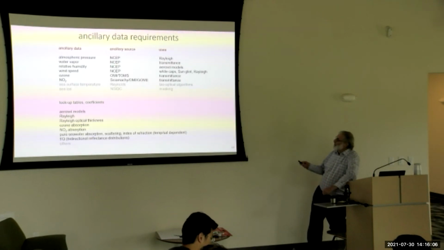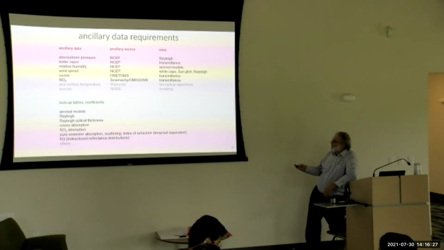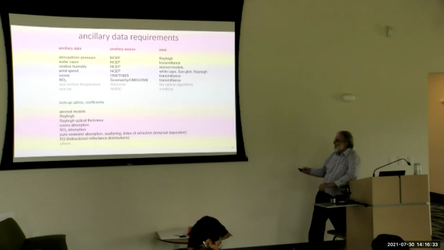Okay, we've mentioned that you have ancillary data requirements. You need to get atmospheric pressure, that's for the Rayleigh correction. Water vapor, that helps you pick the aerosols, relative humidity, wind speed. You need the ozone, you need the NO2 concentration. NCEP is National Centers for Environmental Prediction. There's the ozone sensors. And then there's lookup tables and pre-computed coefficients for aerosol models, for Rayleigh optical thickness, ozone, NO2. Of course, the IOPs of pure seawater are all known.